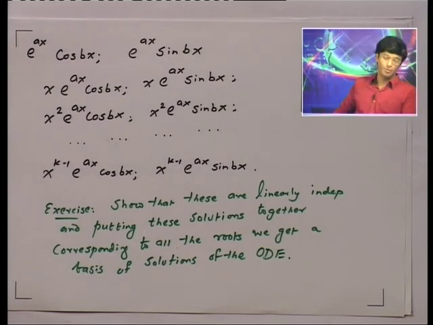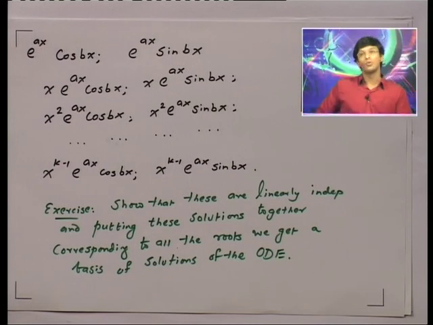right. Then what are the corresponding solutions? I am telling you the roots of the characteristic equation are plus minus i, plus minus 2i, plus minus 3i. So what are the solutions? Six of them. Sin x, cos x, sin 2x, cos 2x, sin 3x, cos 3x.